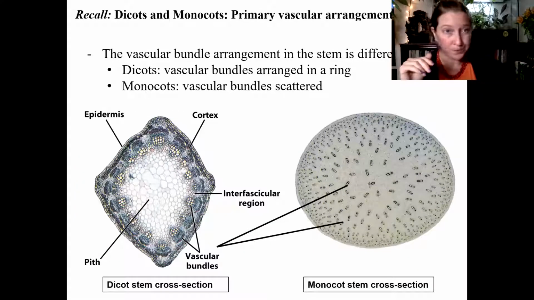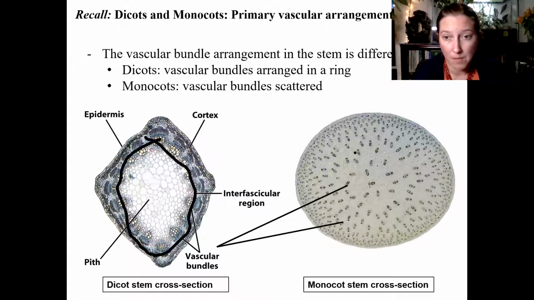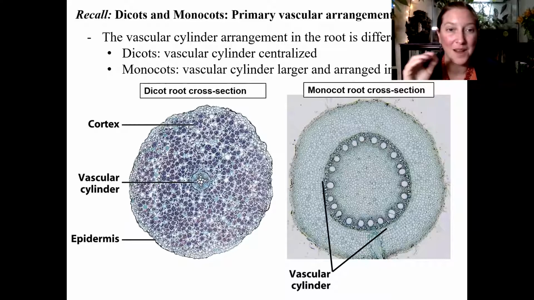We already learned this too, right? This is dicot and monocot vascular arrangement in the stem. On the left there, you have the dicot with the vascular tissue arranged in a ring, right? Monocots, the vascular tissue in the stem is all scattered, not in a ring. And you probably can guess what's coming next. Root, right? We also saw this, dicot and monocot roots and how they're different as well.